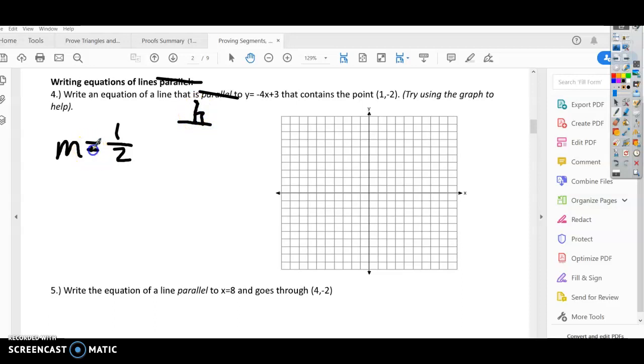So if the slope of one line is 1/2, and you're trying to find the slope of a line that's perpendicular to this line, you're trying to see if it's the negative reciprocal of that. Negative means change the sign. Reciprocal means flip it. So 1/2 and negative 2 are slopes of perpendicular lines.